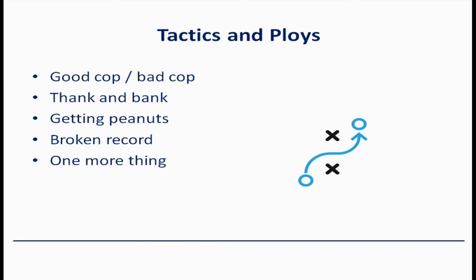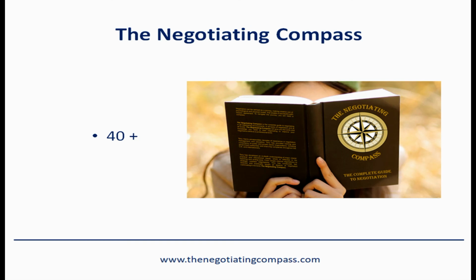The guide provides the student with a number of common tactics and ploys, some of which are memorable simply because of their name, such as good cop, bad cop. The negotiating compass provides a list of over 40 tactics and ploys in alphabetical order.